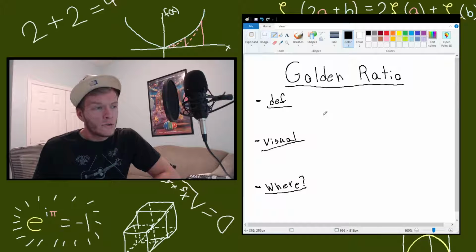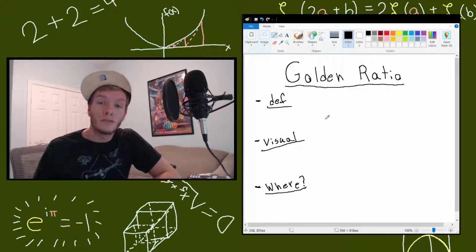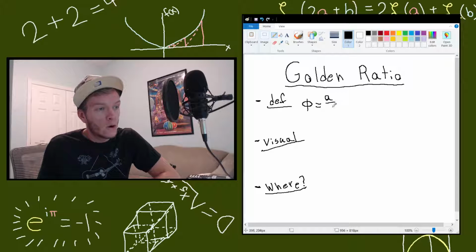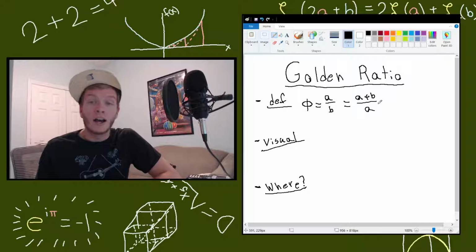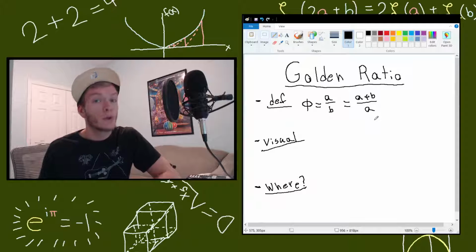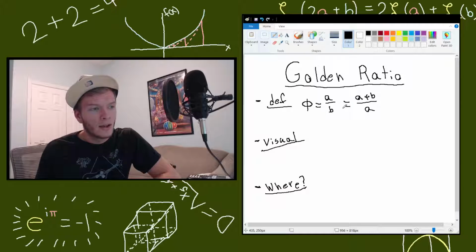Let's talk about the definition. So if you look up on Wikipedia, which I have kindly offered the link for you in the description if you don't believe me, the definition of the golden ratio is some value phi, where that is equal to A over B, and it is also equal to A plus B over A. So this is an equation. We have two unknowns, but we have two equations that are equal to each other.